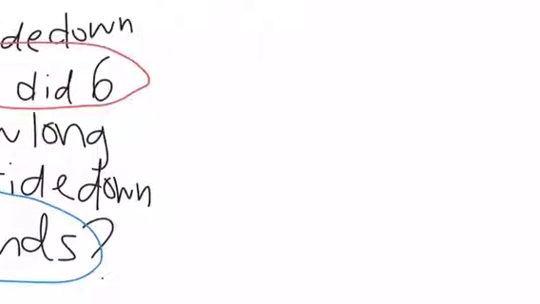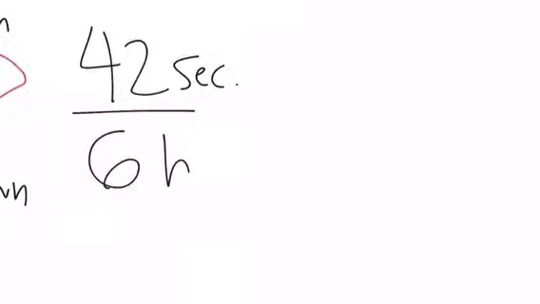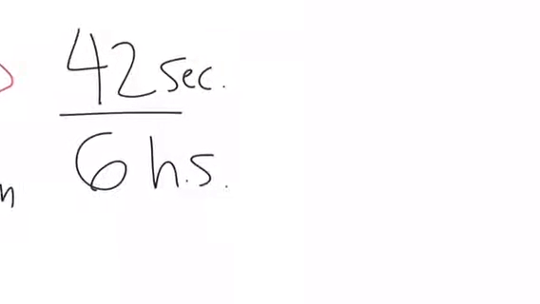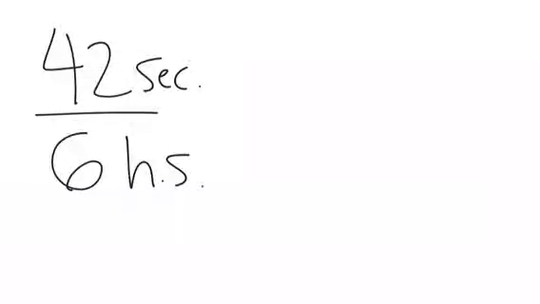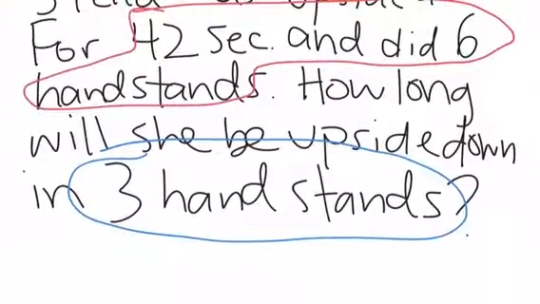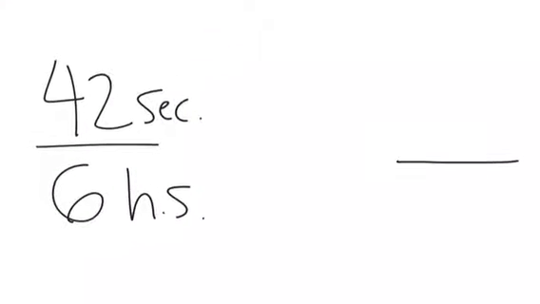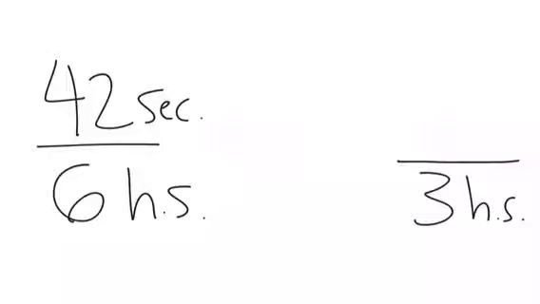So let's give ourselves some room here. We've got 42 seconds, got to label it, over 6 handstands, got to label it. So that's our base value and our base rate. And then the new value we're shooting for, if you remember, is going to be circled in blue, the 3 handstands. So since it's handstands, we know it's got to be on the bottom because it's got to match. So we've got 3 handstands. Now, we look at this denominator 6, this denominator 3. Since 3 is smaller, we know we have to divide, scale it down.